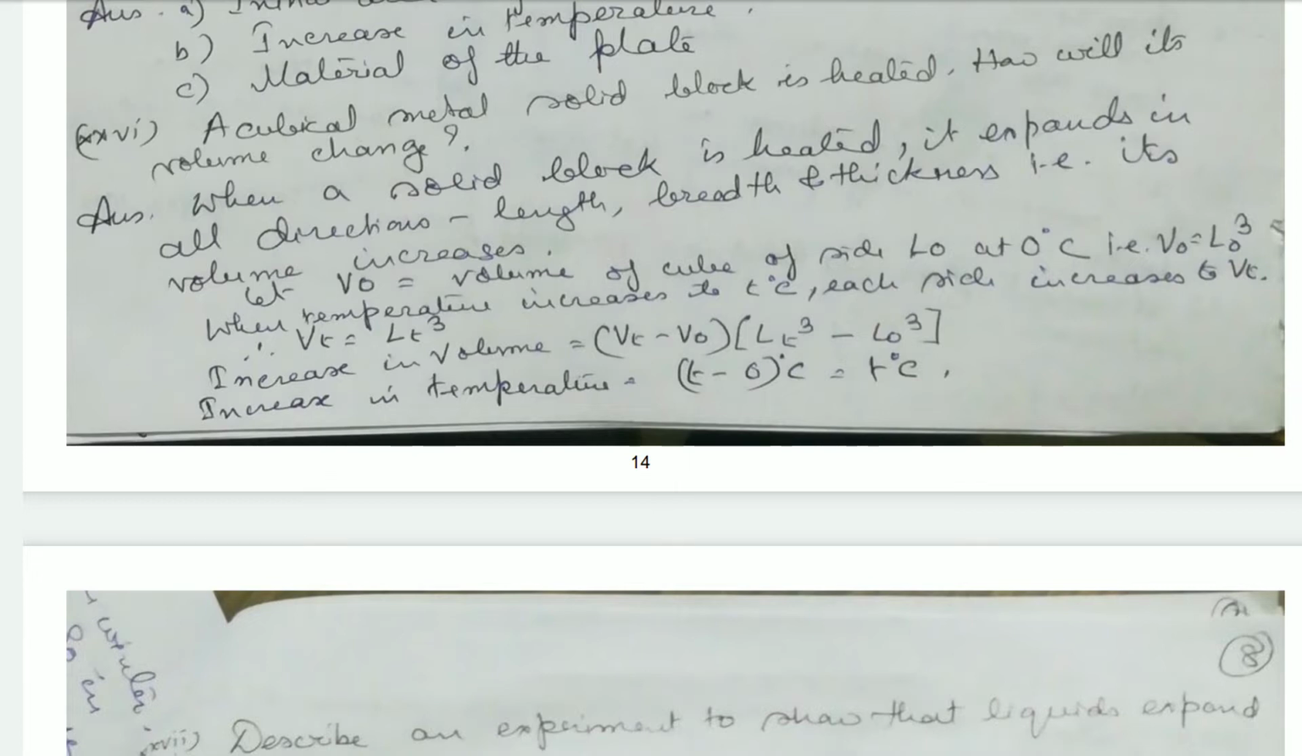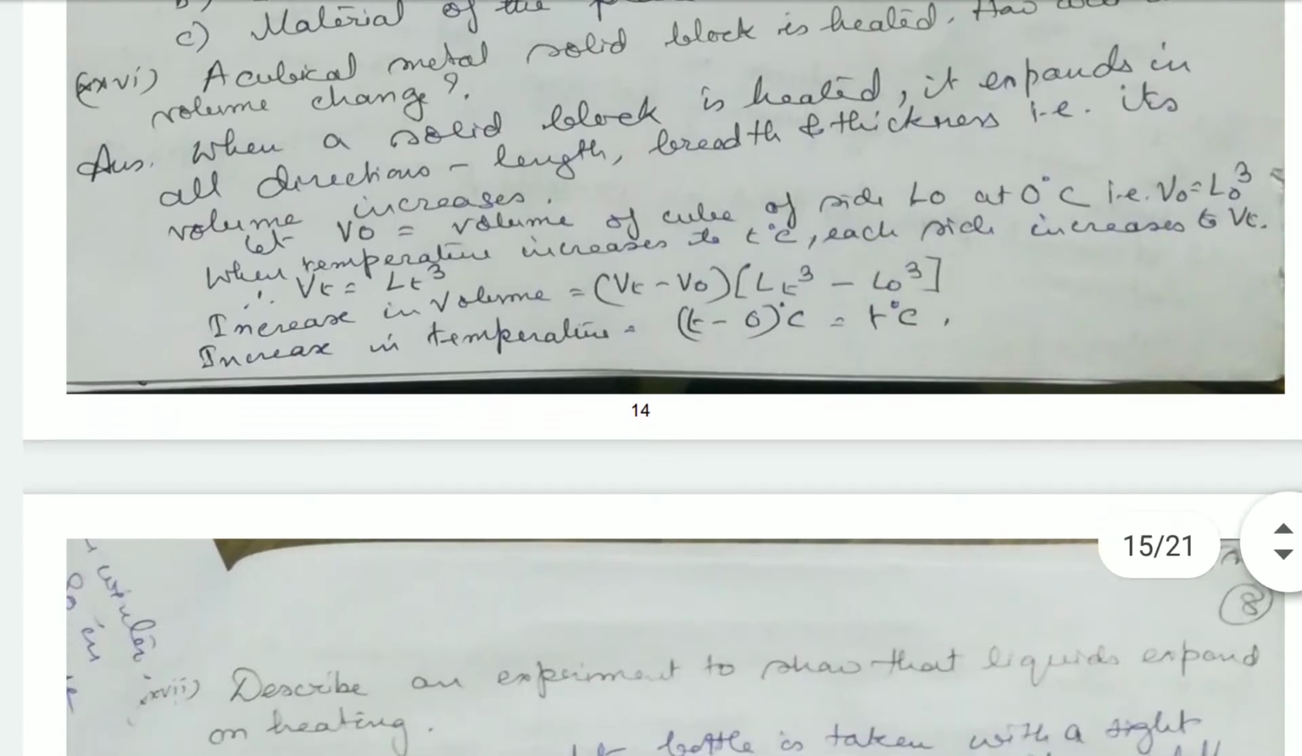Then when the temperature increases to T degrees centigrade, each side increases to Lt. Therefore Vt will be Lt cube. So the increase in volume will be Vt minus V0, that is Lt cube minus L0 cube. The increase in temperature will be T minus 0 degree centigrade, that is equal to T degree centigrade.